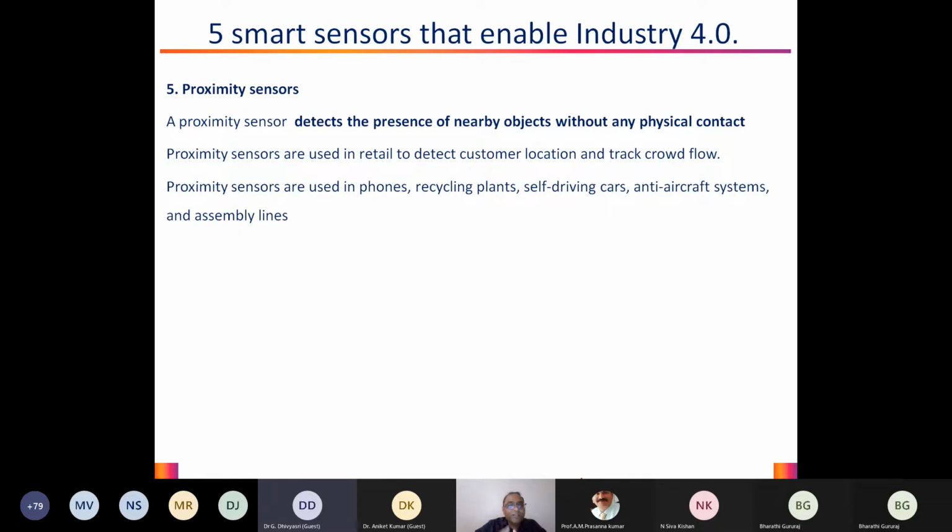Because of that, these proximity sensors will identify this, and then immediately the screen goes off, right? So the keys will be disabled, right? These proximity sensors these days are also used in many retail outlets to track the customers.